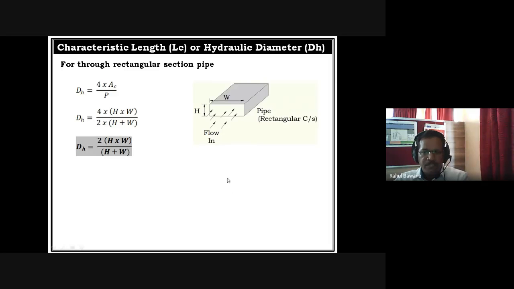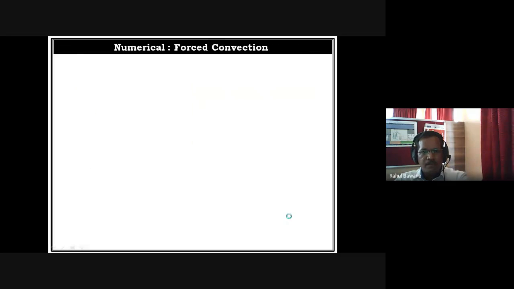That channel might be circular, rectangular, triangular, any kind. If external flow is there, then definitely the characteristic length remains the characteristic length only. But if internal flow is there, then we have to replace it with the hydraulic diameter. Now let us see one numerical to get more familiar with this concept. This is the last portion of today's video.